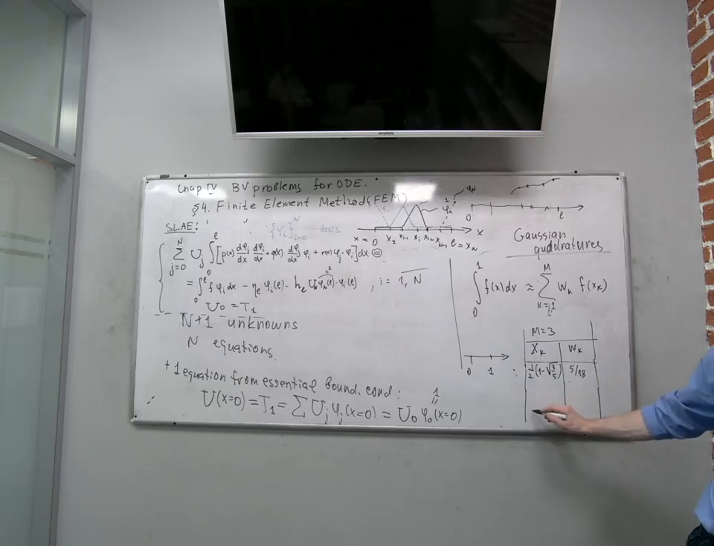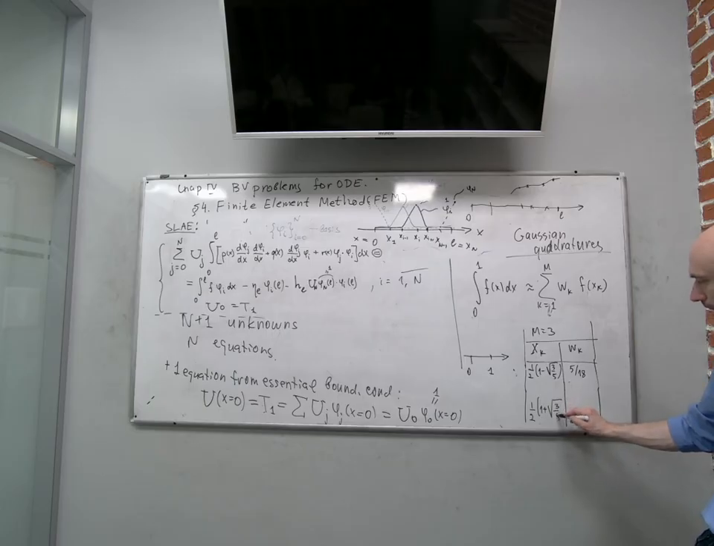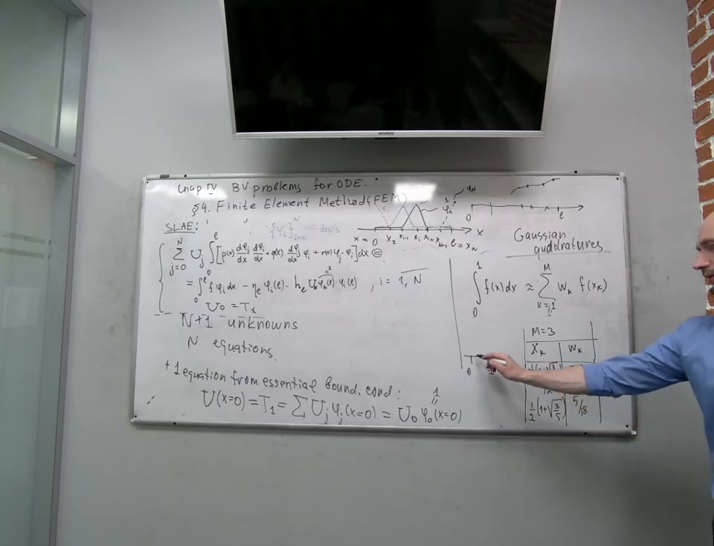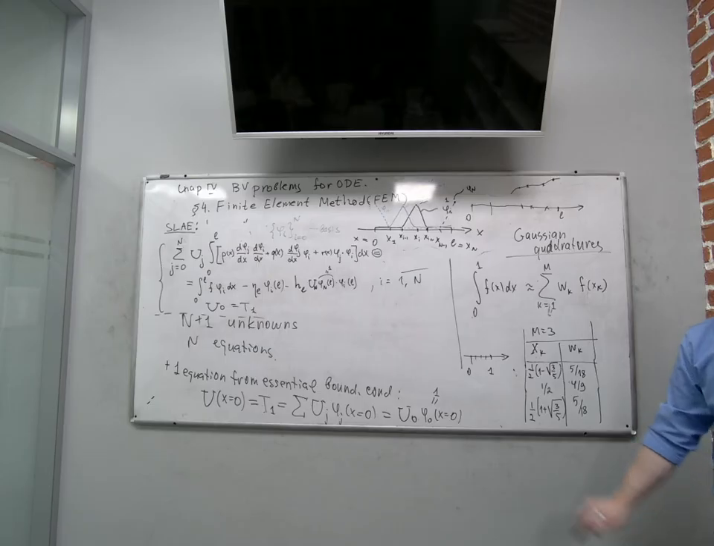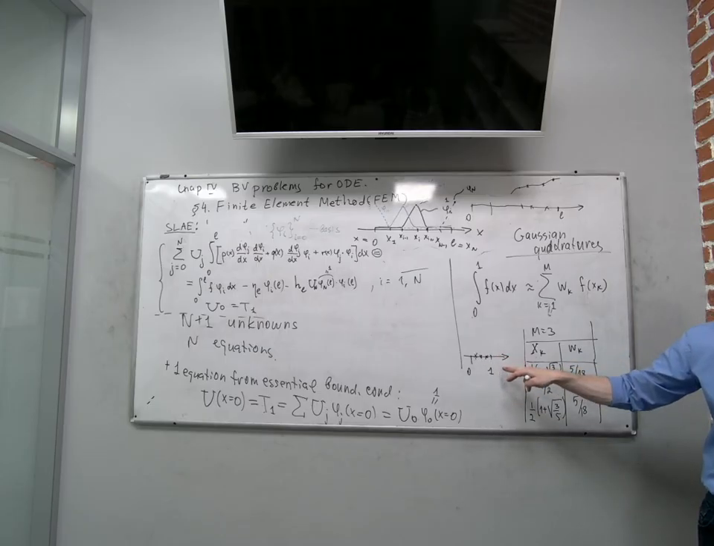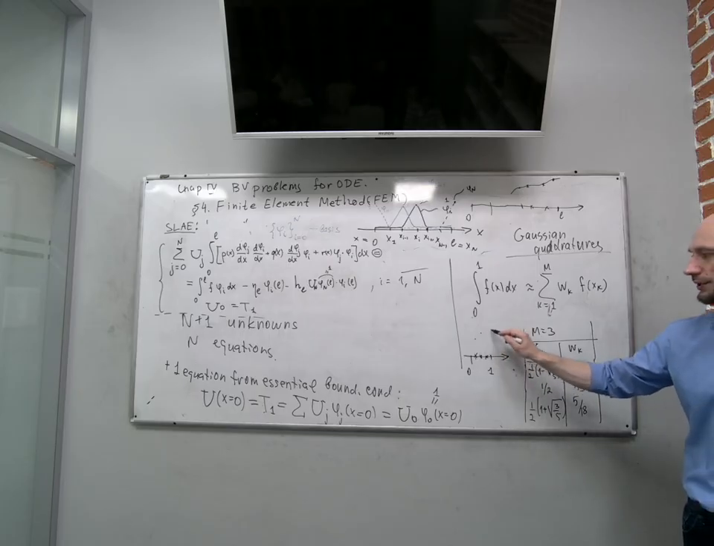Then the last location is symmetric to the first location, and the coefficient is the same for sure. And in between we have 1/2 and 4/9. That's it. So 3 locations inside the interval from 0 to 1 are taken, and at these locations, we need to calculate our function.